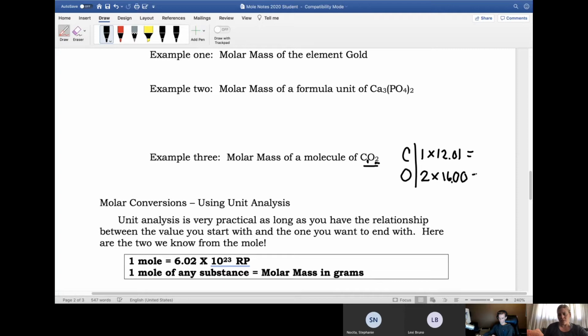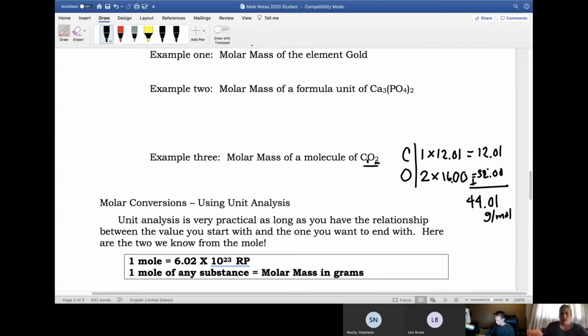Okay. Do you guys know where I'm getting those numbers from? Yeah. Okay. So then multiply them together. This will be 32. And then you add. So 32 plus 12.01. You guys have calculators out? Yeah. Can someone do that math for me, please? 44.01. What unit should be on there? Grams per mole.